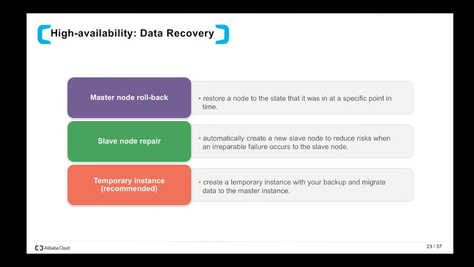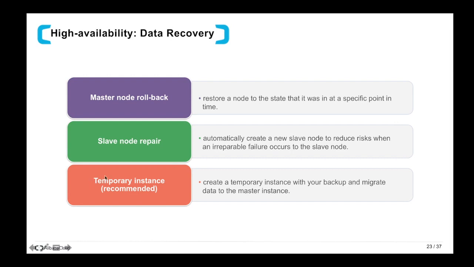Next, we just talked about the backup. So how about the data recovery? Currently, we have three types of recovery. First, the master node rollback, which means the master node is down, the master node has failed. So you need to use your backup to restore a node to the state that it was at a specific point in time. So this is manual work. If the master node is down, of course it will automatically fail over to the slave node. And if you want to roll back the master node, you can use backup data to do it manually.